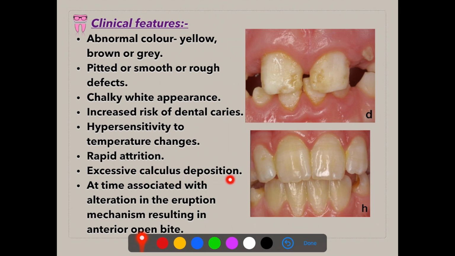Excessive calculus deposition, and at times, amelogenesis imperfecta is associated with anterior open bite. So, clinically, most commonly you would see a pitted appearance or rough surfaces with pitting. Enamel is thin. There are changes in color, or you can see bands of hypocalcified or hypomineralized areas, chalky white, giving a chalky white appearance.